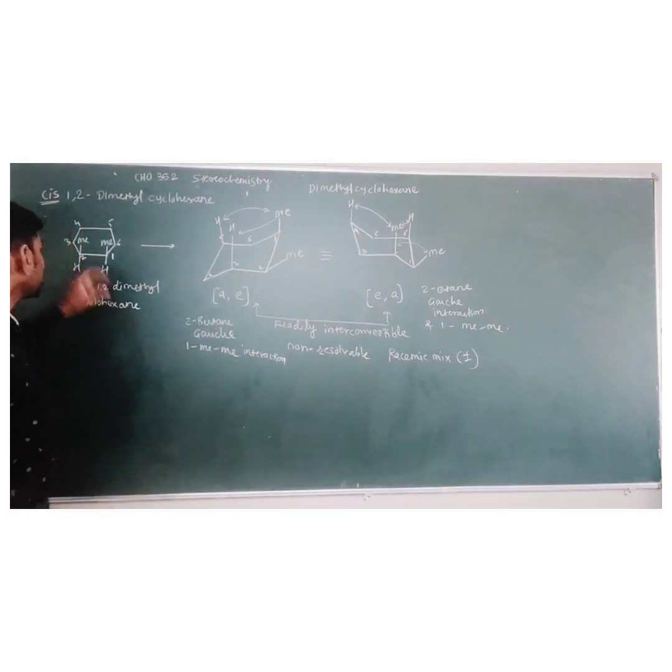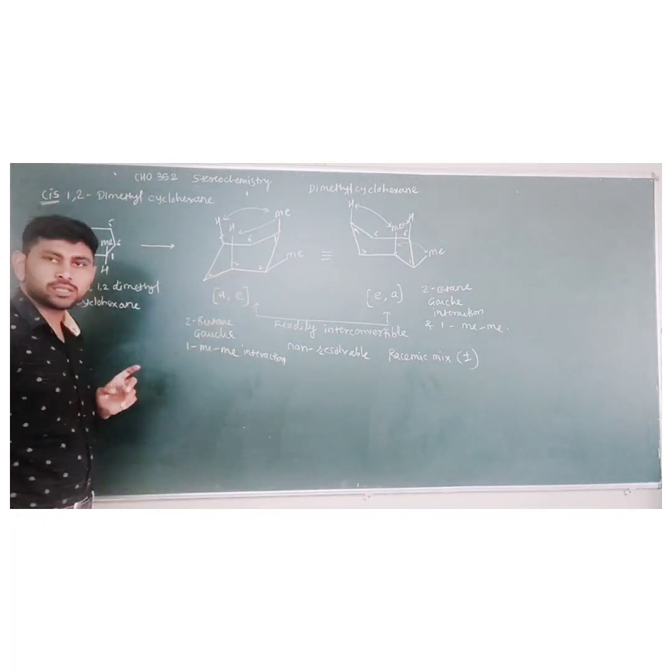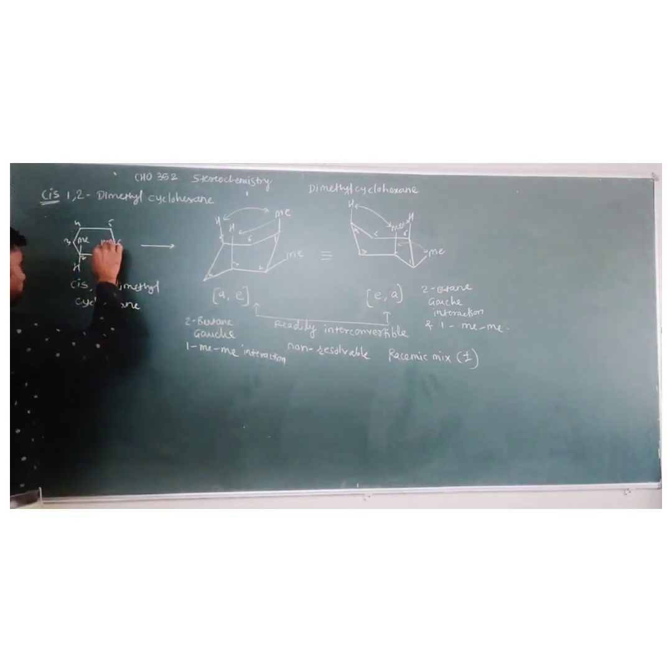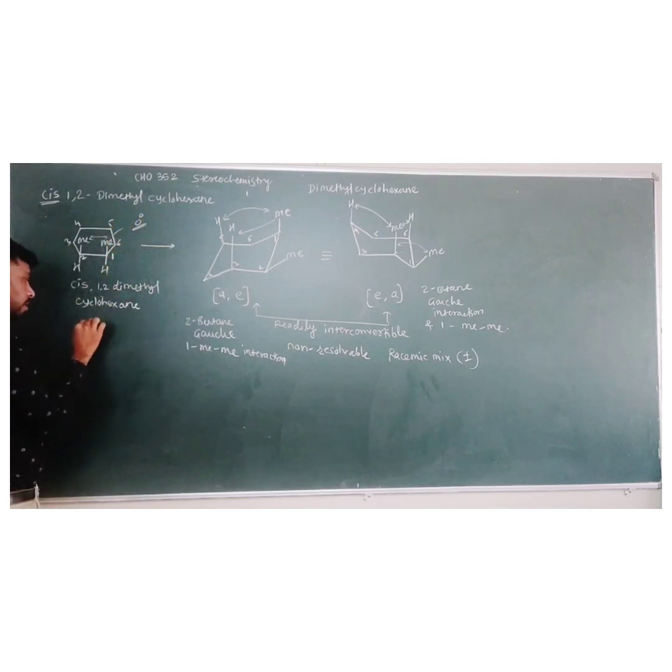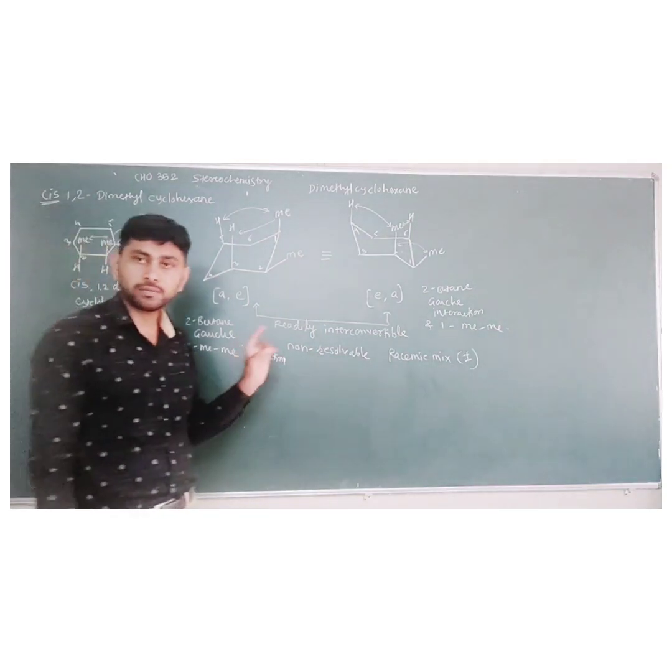Now take 1,2-dimethyl cyclohexane in cis form. Look at the planar structure and the chair forms of both of these. Then what is our observation here? The angle between the two methyls is 0 degree. So it is a meso compound. In this structure, if you observe, it is a meso compound.